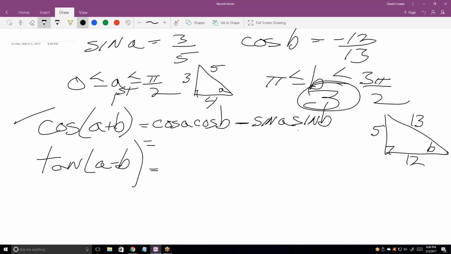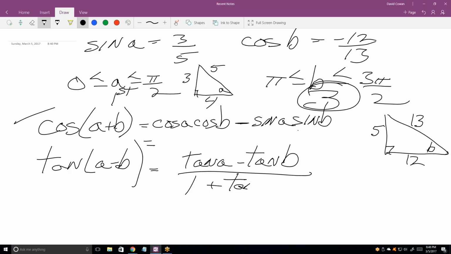So what's the difference formula for tangent? Tangent of A minus tangent of B. That's what you were giving me. My apologies. All over 1 plus tangent of A times tangent of B. I thought you were reading this to me. You were giving me the identity. You were ahead of me, that's all.